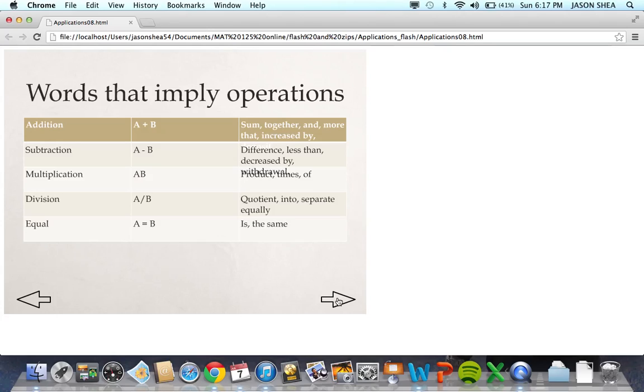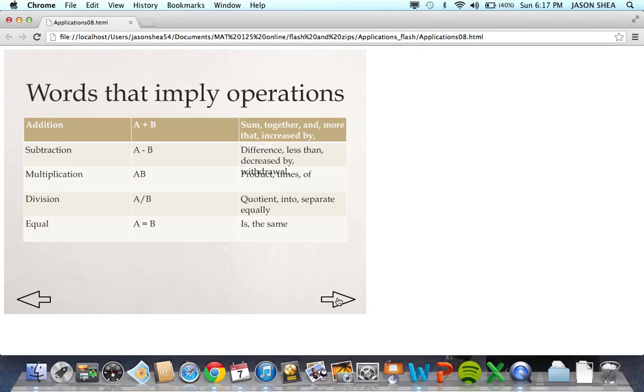For subtraction, some words that mean subtraction are difference, less than, decreased by, withdrawal. I'm sure you can think of more on your own, but this is sufficient just to get you thinking about it. Multiplication. The fancy word for the answer to a multiplication problem is the product. Other words that can mean multiplication: times, of, I don't have it listed there, but by, a 2 by 4 is really telling you how to find the area of a piece of wood.